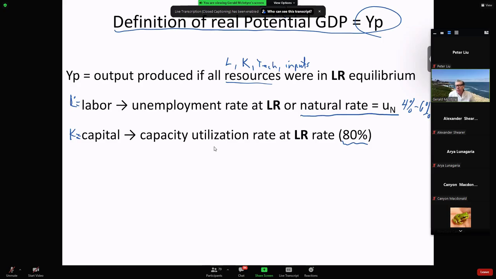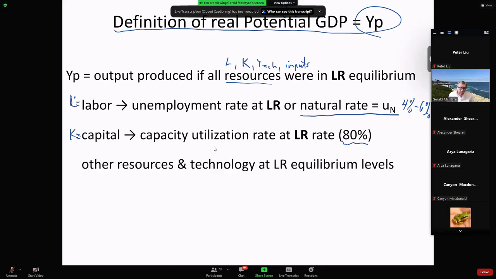In some sense, you might think if the capacity utilization rate is 80%, then the long run unemployment rate for capital is about 20%. And that means that capital suffers in a way more unemployment than labor does in the long run, which is a curious way of thinking about it. In addition, the other resources we're talking about, the inputs and technology, are being used efficiently at their long-run equilibrium levels.